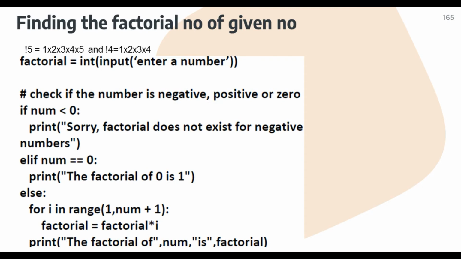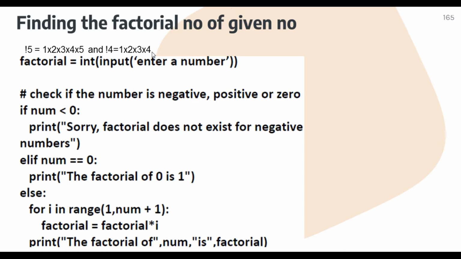Next, we'll understand finding the factorial number of a given number. First of all we have to understand what a factorial number is. If we talk about the factorial number, suppose this is the mathematical symbol, the exclamation sign, 5 factorial will be 1 into 2 into 3 into 4 into 5. It means the multiplication from 1 to that number is considered the factorial number. Same thing like 4 factorial, here 1 into 2 into 3 into 4.